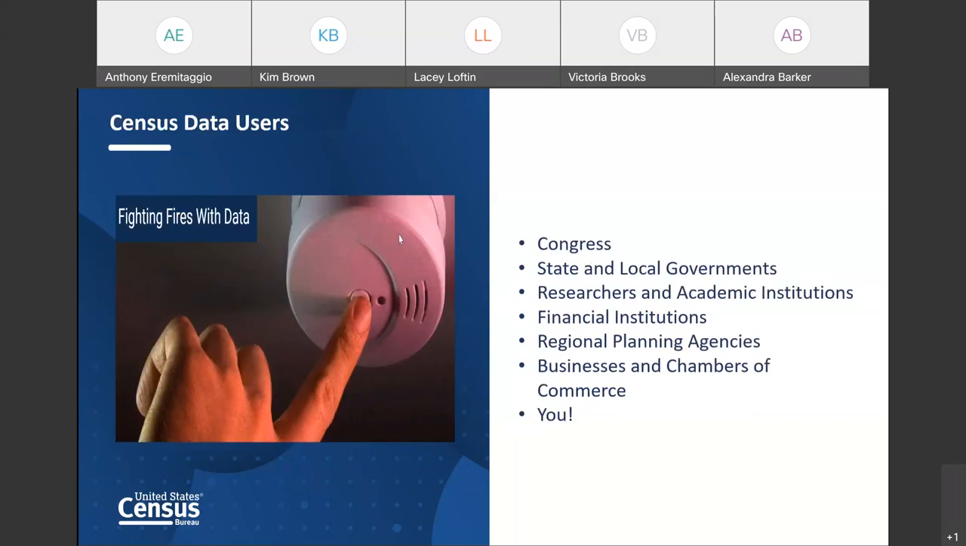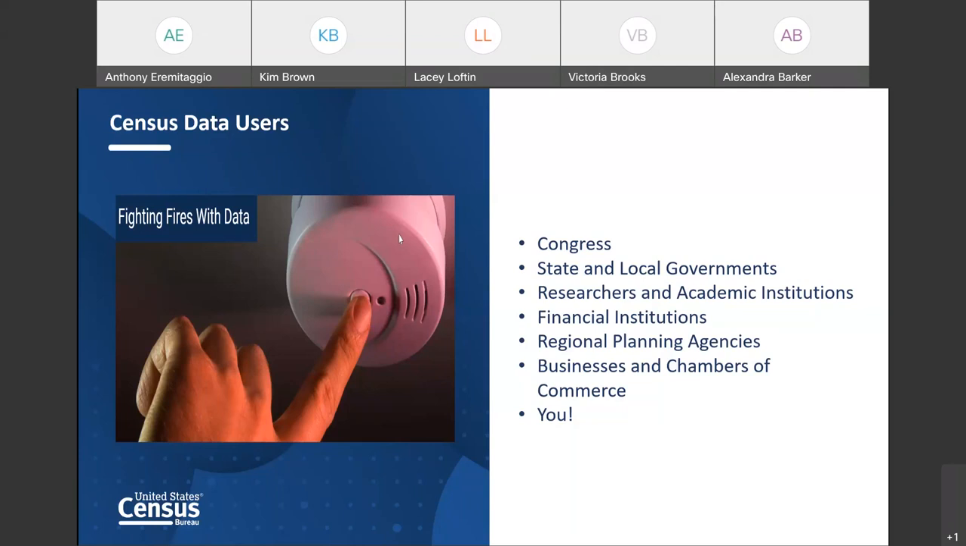Who are data users? Well, we have Congress, state and local governments, researchers and academic institutions, financial institutions, regional planning agencies, businesses and chambers of commerce, and you.